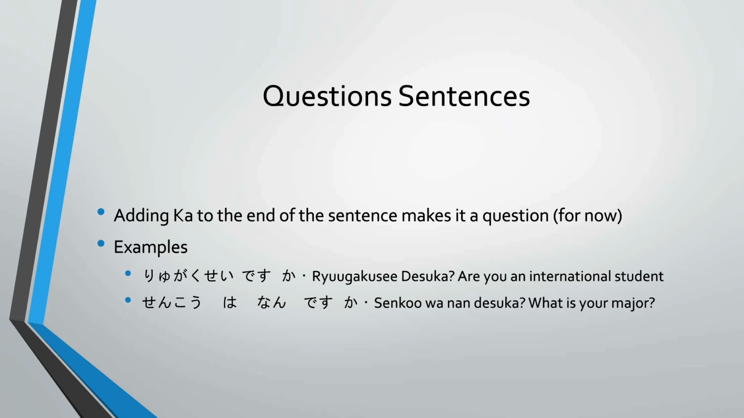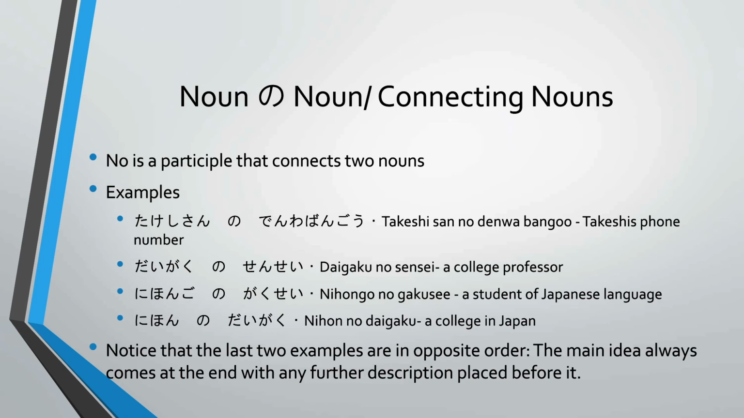Senkou means major, and it's asking what your major is. So the nan there is the "what," as we learned in our last video. So if you guys remember some of your words, it'll be easier for you to make sentences. So now we go on to no, which is connecting nouns. No is a particle that connects two nouns.